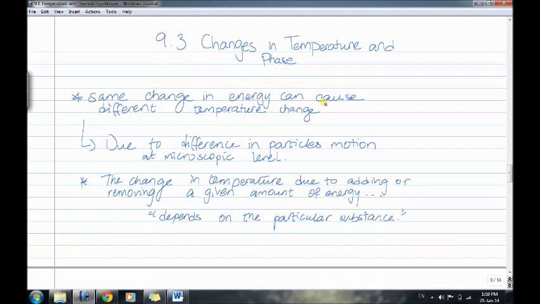The same change in energy can cause different temperature changes. That is due to differences in particles' motion at the microscopic level. The change in temperature due to adding or removing a given amount of energy depends on the particular substance. So it just depends on the substance itself.